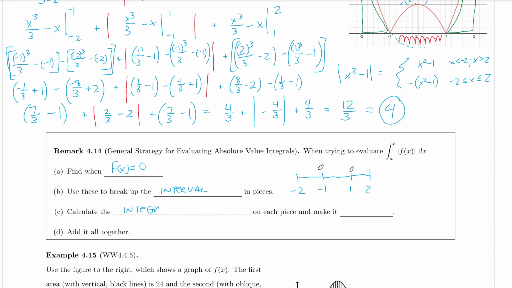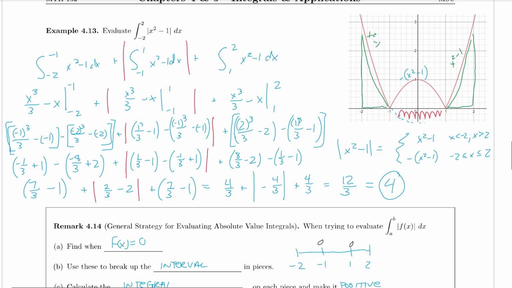Then we need to calculate the integral on each piece and make it positive by taking the absolute value. And then we add together all of those chunks.